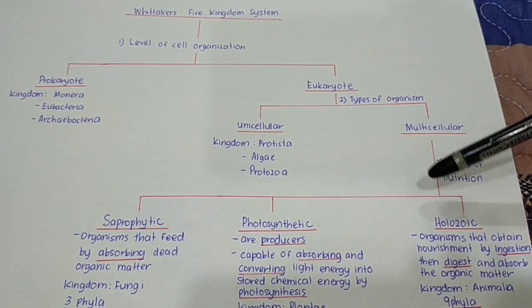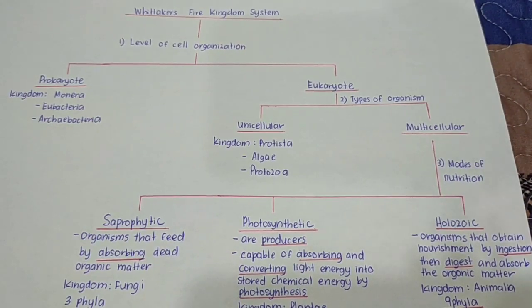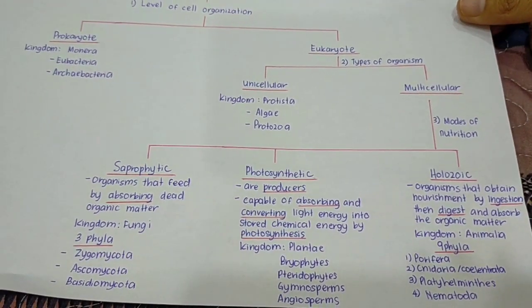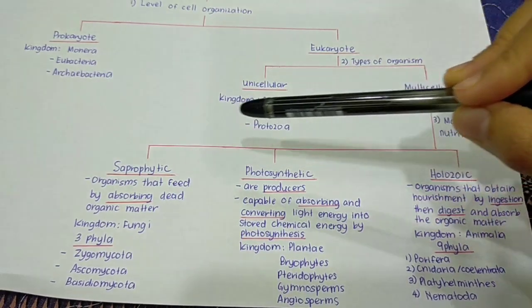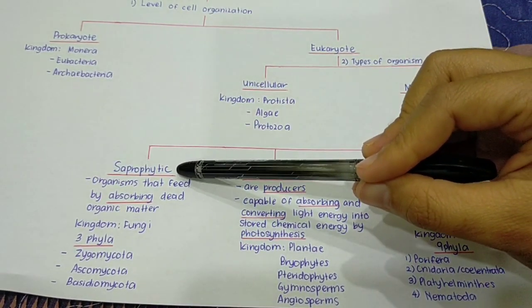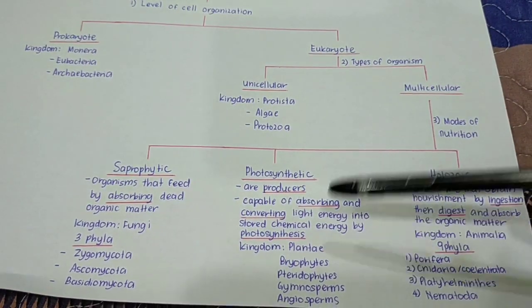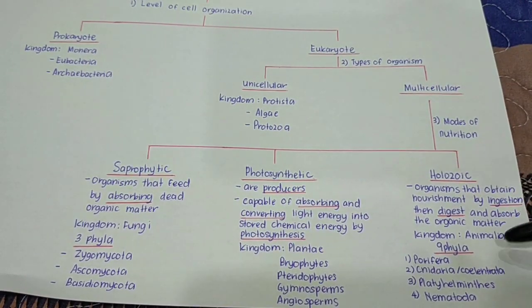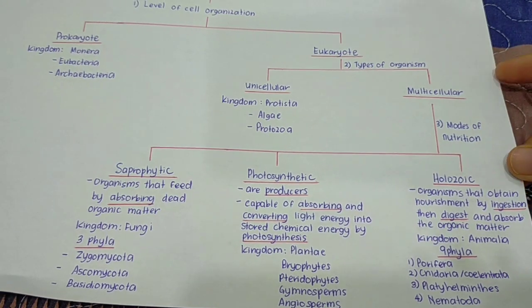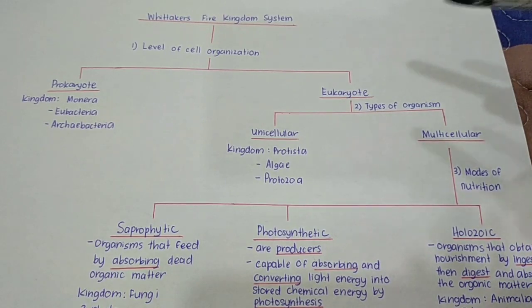How we classify the other 3 kingdoms is based on their modes of nutrition. There are 3 modes of nutrition here: saprophytic, photosynthetic, and also holozoic. Saprophytic is for kingdom fungi. Photosynthetic is for kingdom Plantae, and holozoic is for kingdom Animalia. So if we look here, there are 5 kingdoms altogether, which is based on Robert Whittaker.